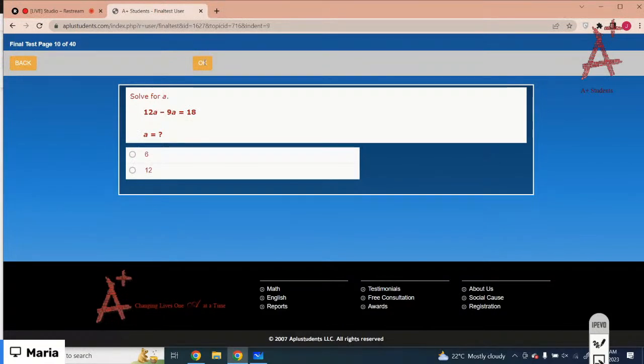Okay, the next one is 12a minus 9a equals 18. So 12a and 9a are like terms. Just subtract their coefficients. 12 subtract 9 is 3a equals 18. So 3 is multiplying a. Opposite to multiplication is division. So we are left with a equals, 3 times what number is 18? 3 times 6 is 18. So the correct option is 6. Got it? So the correct option is 6.